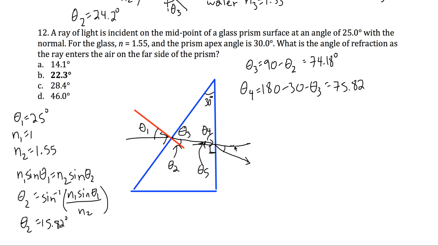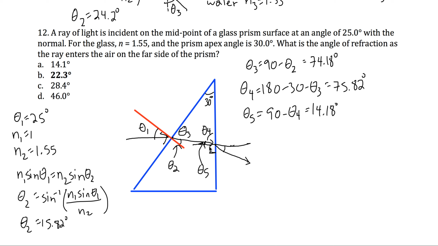So now that I have theta 4, I can find this little angle right here, which I call theta 5. Because theta 4 and theta 5 make a 90-degree angle, I know that theta 5 equals 90 minus theta 4, which is going to be 14.18 degrees. So now we have theta 5.